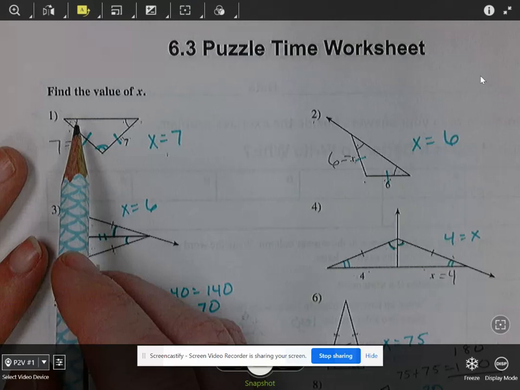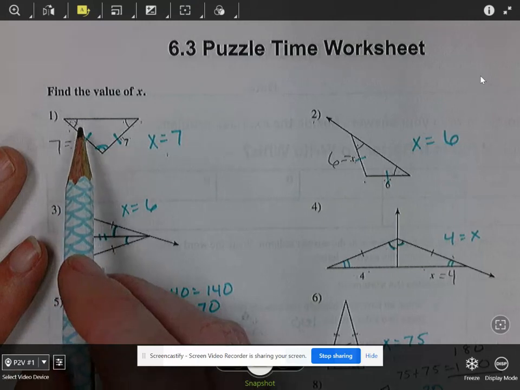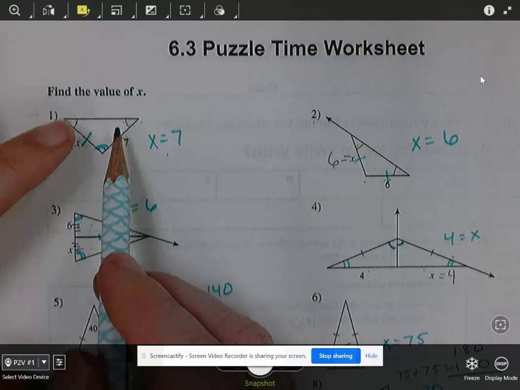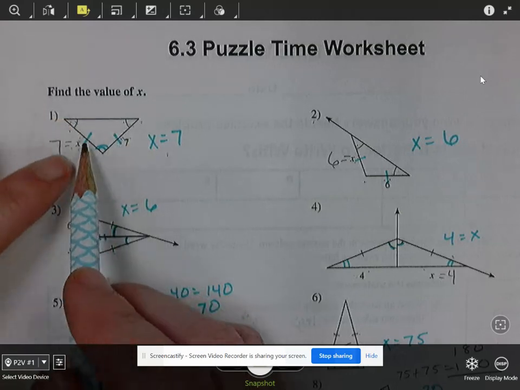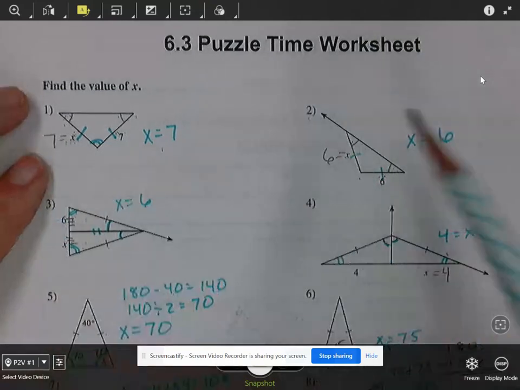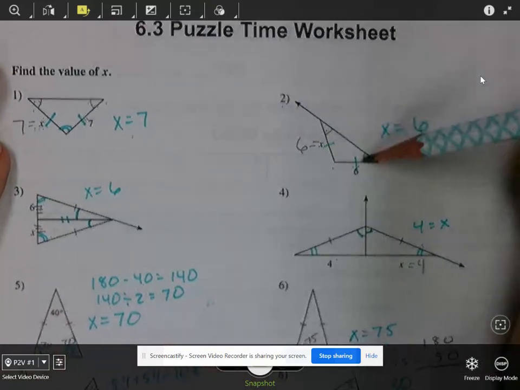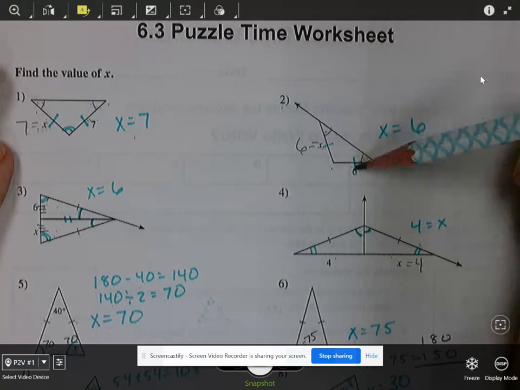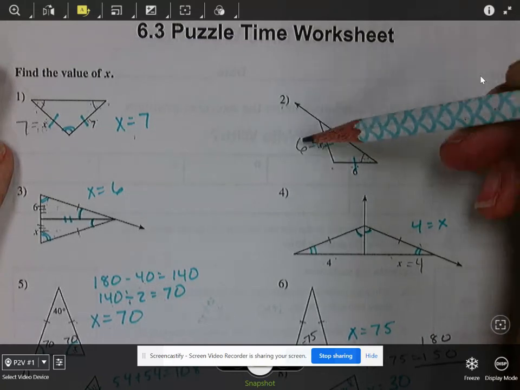In your isosceles triangle, the two base angles are the two congruent angles. So these two base angles here make these two sides congruent. So this side would have to be 7 as well. So X would have to be equal to 7. Number 2, here's your two base angles. So here's your two legs. So they would both have to be 6. So X would have to equal 6.